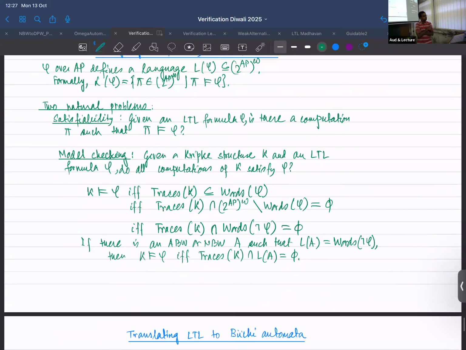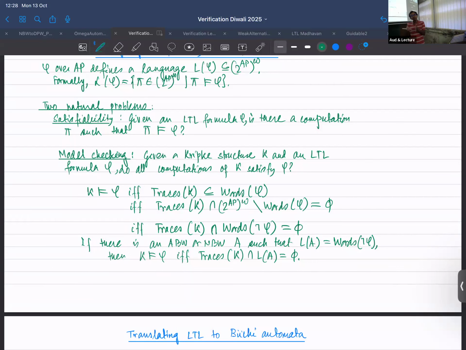So we talked about the satisfiability problem. The other thing that one can talk about is the model checking problem. What is the model checking problem? You are given a model, and you want to check the correctness of this model with respect to certain specific properties. In this context, the property is given in the form of an LTL formula.